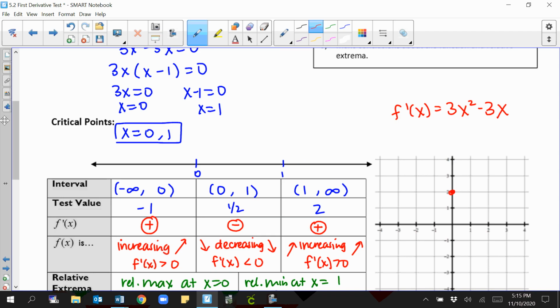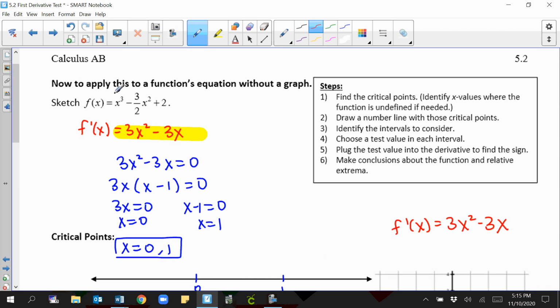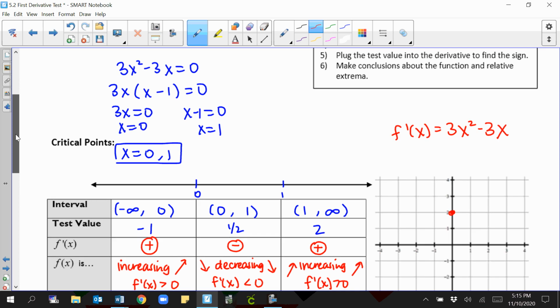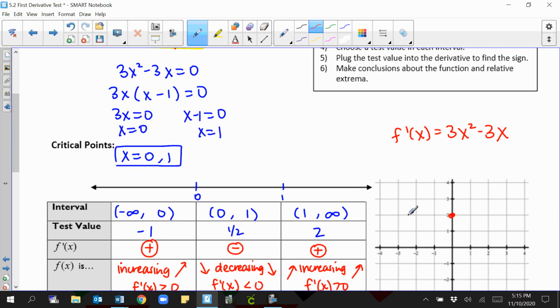If I plug 1 in, that means I'm going to have 1 minus 3/2 plus 2. So 3 minus 3/2 would give me 1.5. So I'm going to have a point right here. I know that this one is a maximum, so I know this is going to come up this way. And then this one is a relative min, so it's going to look something like this. There's a sketch of my graph.